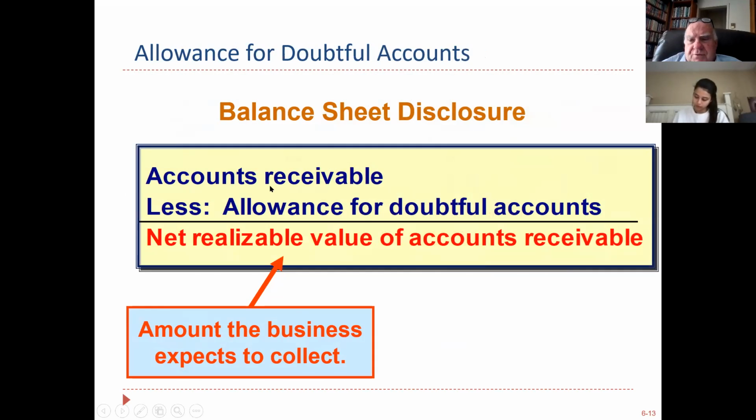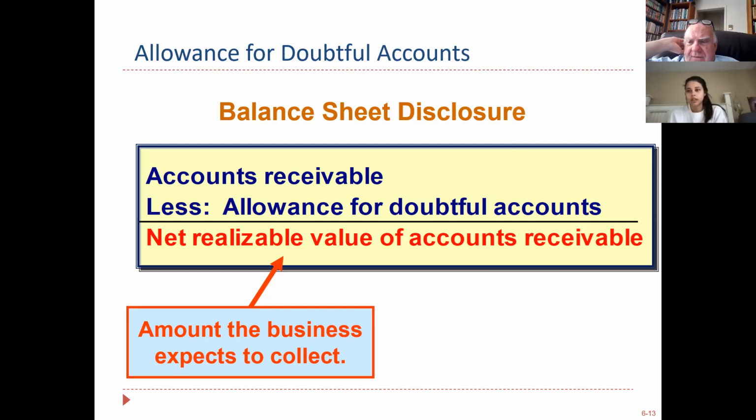So we're going to take accounts receivable less the allowance for doubtful accounts, and that's going to give us our net receivables. It's that easy. Accounts receivable less the allowance for doubtful accounts equals the net realizable value. That's the amount that businesses expect to collect. And companies, believe it or not, want to see some bad debt expense. They want to see that.